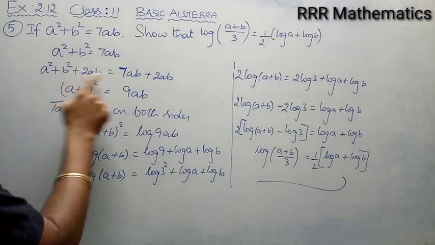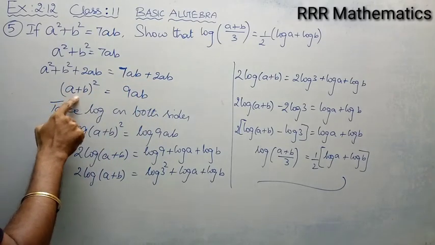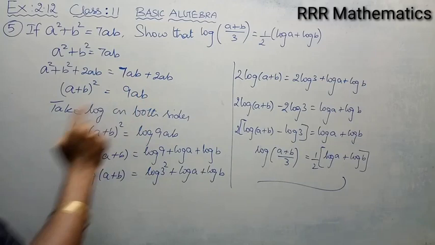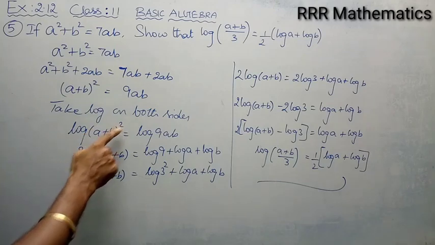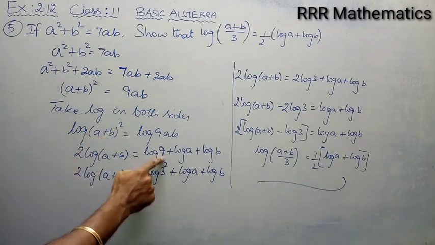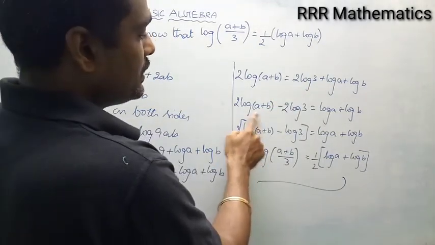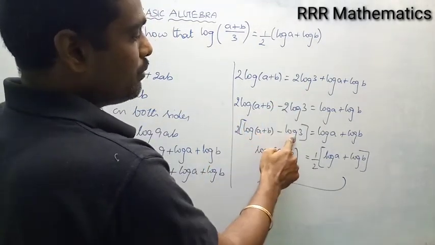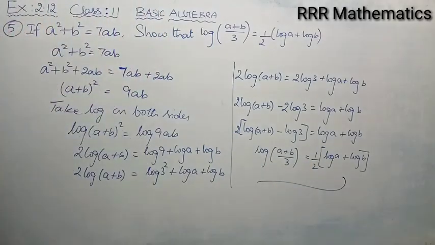When I add 2ab on both sides, it will be a proper factorization like a plus b whole square, and this will be 9ab. Taking log, using the power rule, using the product rule. Because of the power rule, this 2 will come in front and 9 can be written as 3 square. Again the power rule, 2 log 3. When it comes to the left hand side, I can take 2 common. Log m minus log n is log m by n. This 2 will come here, and we get the proof. Is it clear?